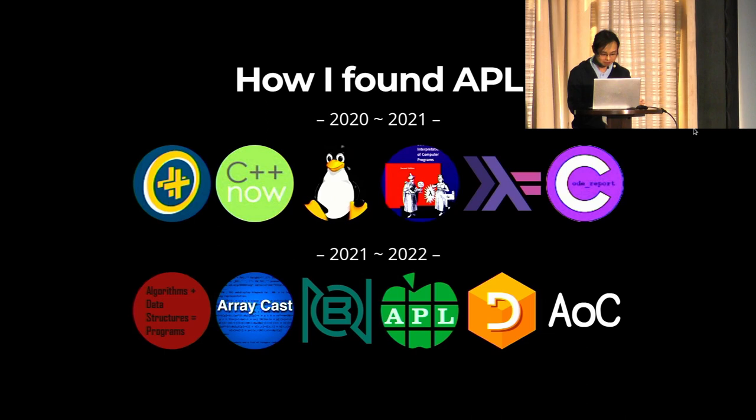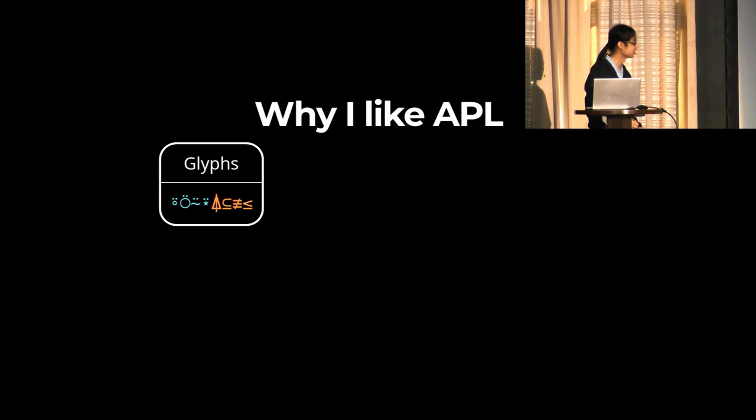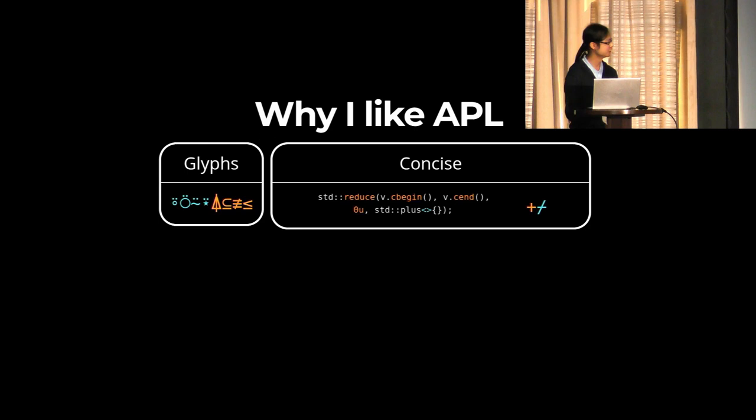I'm going to tell you why I like APL. The first one is the glyphs. I like them a lot. They are kind of cute. The second thing is that it's very concise. In C++, if you want to do a reduction, you have to write all these things. And in APL, it's just two symbols, two keystrokes. Maybe four, since I use the backtick.